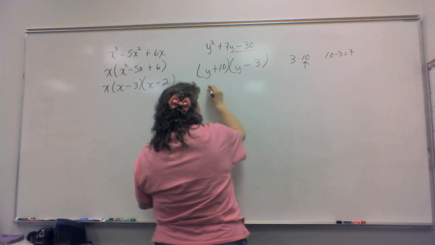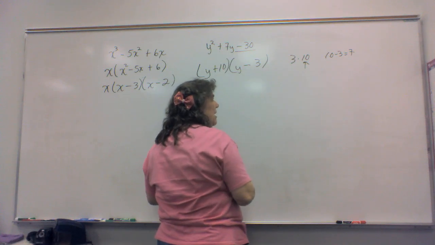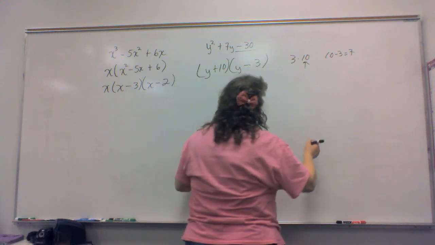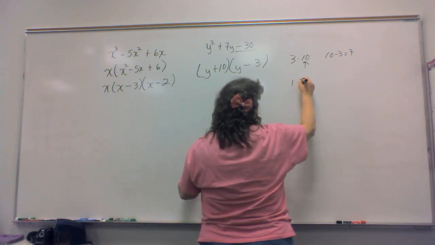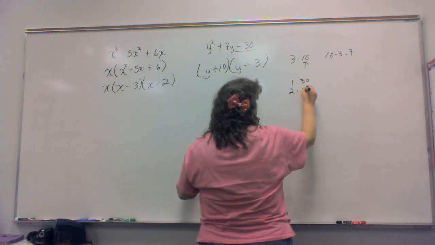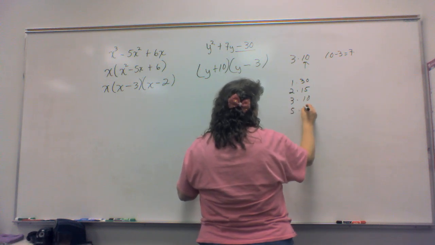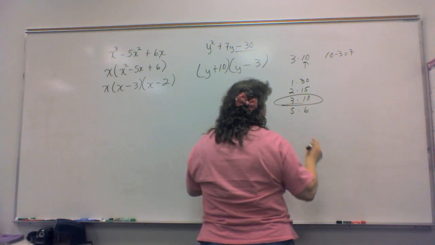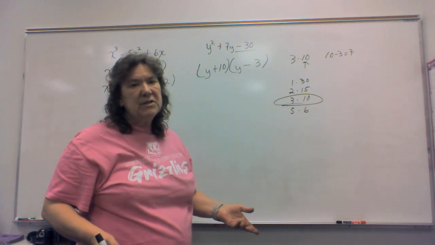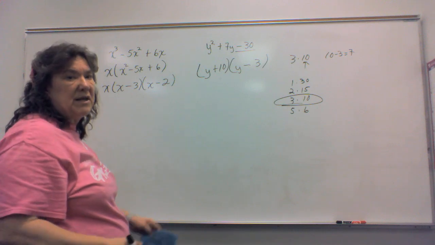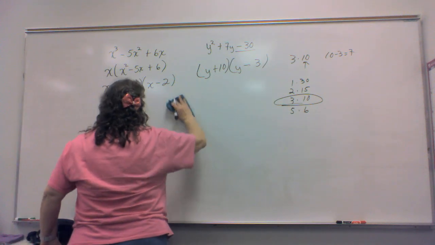10y minus 3y gives you 7y. So we can check it with our smile and chin. If we wanted to, we could have started with 1 times 30, 2 times 15, 3 times 10. Our last one would be 5 times 6. But I saw 3 and 10 immediately, so I went straight to 3 and 10. But if you don't know, you can list all the possibilities. Okay, let's look at another one.